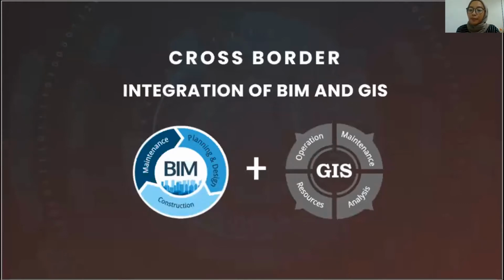BIM has three main components, which are planning and design, and construction, while GIS is for operation, maintenance, analysis, and resources. To put it simply, BIM is to preserve very detailed information of a building. We can get to know each detail of the building object and also the texture, and then attach the information, the interior, and others. While GIS is wider, it can be more like describe and define.